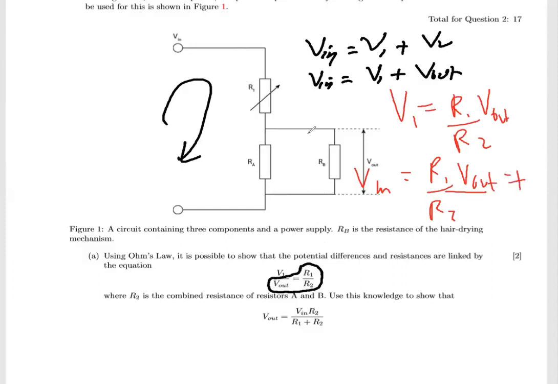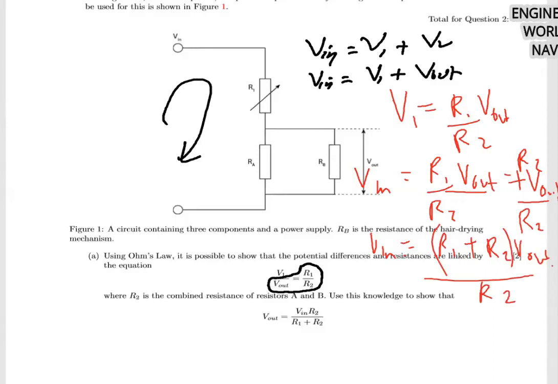Plus V out. Yes. V out will be your common value, okay? So R2. So V in equals R1 plus R2 divided by R2, times V out divided by R2. And then if you rearrange, you get that. Yay, we got it.